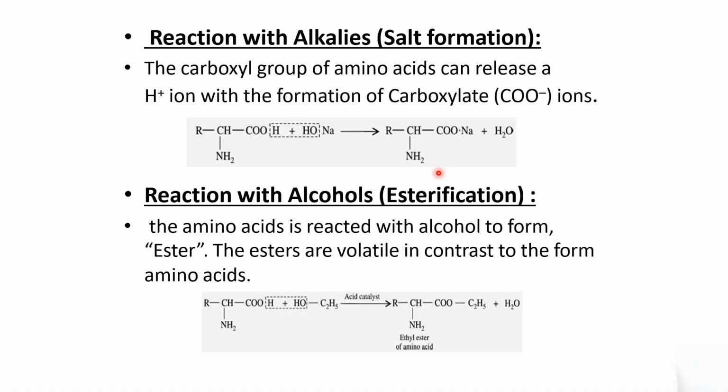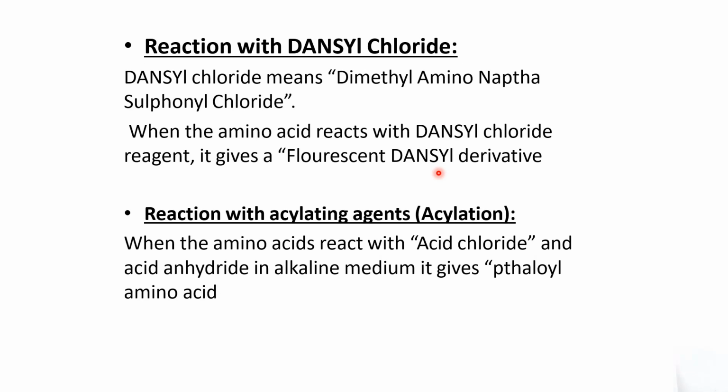What happens with the reaction in alkali salt formation? The carboxyl group of amino acids can release a H plus ion with the formation of carboxylate ions. Then the amino acids react with alcohol to form ester. The esters are volatile in contrast to free amino acids.